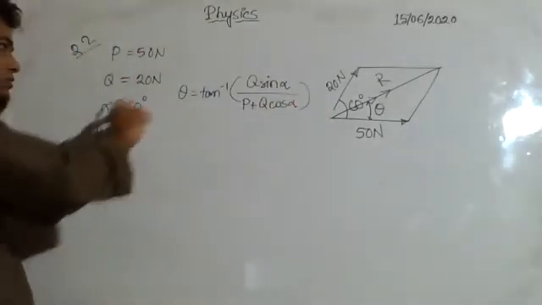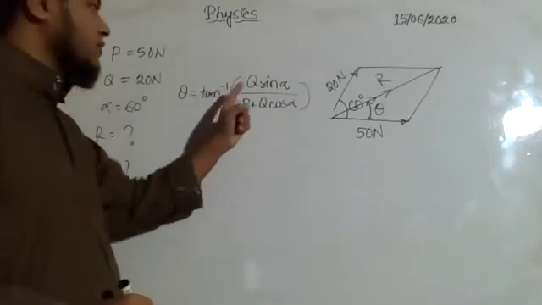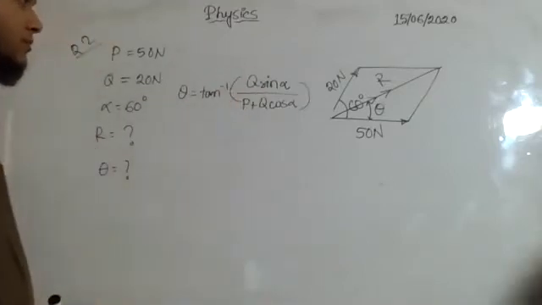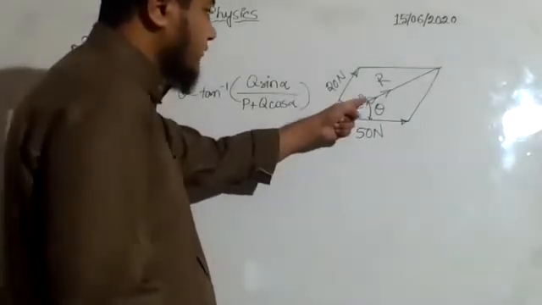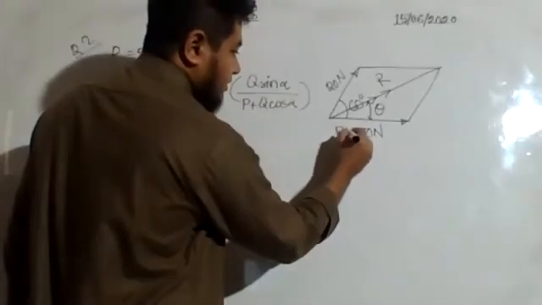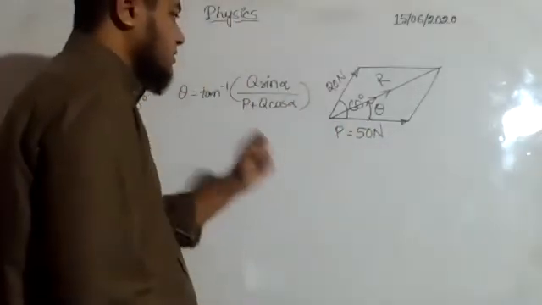So this is going to be the expression. Theta is equal to tan inverse Q sin alpha divided by P plus Q cos alpha. Now this theta you have considered with P. We have considered P 50 Newton, right? That is why this expression is like this.